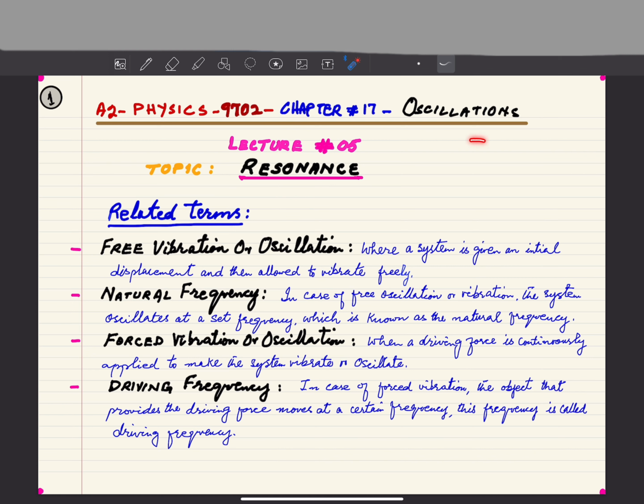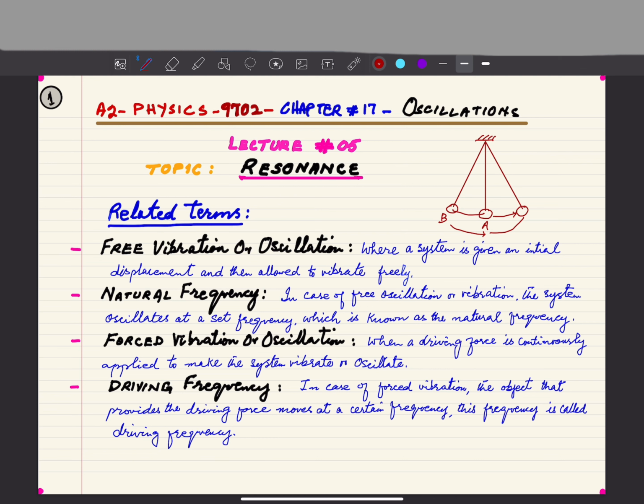Suppose you have a pendulum of a particular length. You displace this pendulum from its initial position, somewhere here, from point A to B, and then at point B you leave this pendulum. What will happen? The bob of the pendulum will move back to A, then it will move to C, as we have learned in the previous discussions that oscillation is to and fro motion. So this is what is happening here.